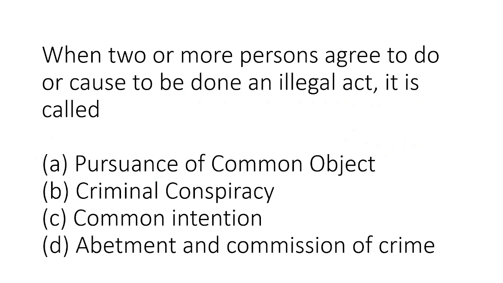When two or more persons agree to do or cause to be done an illegal act, it is called pursuance of common object, criminal conspiracy, common intention, abetment, or commission of crime. When two or more persons, it is criminal conspiracy. Under section 120A of IPC, the criteria for criminal conspiracy is that there should be at least two or more persons to do or cause to be done an illegal act. It's called criminal conspiracy.